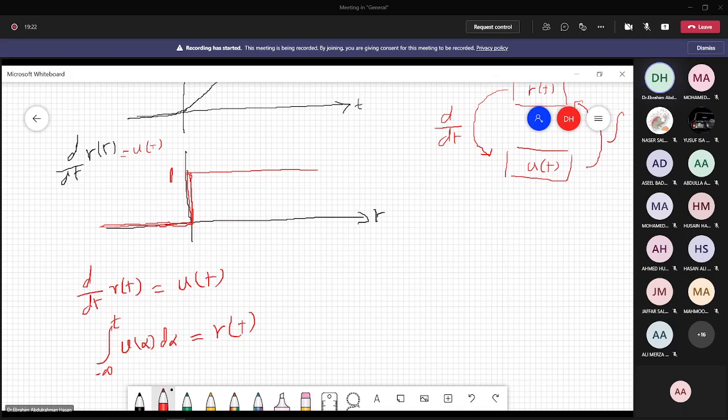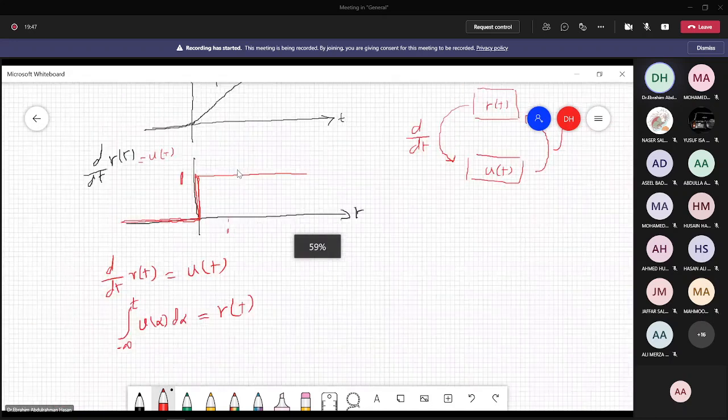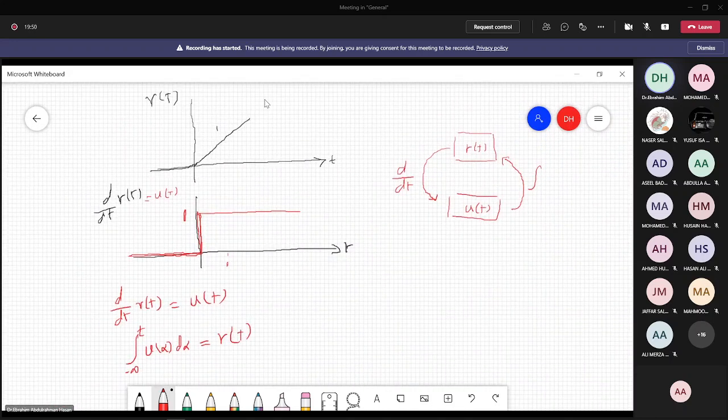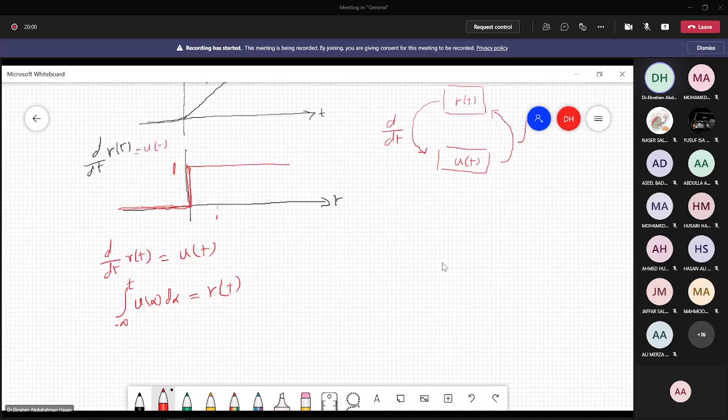You can check it. Integration, as we say, is equal to the area under the curve. If we stop here, then it is equal to 0. If you stop at 1, the total area under the curve until 1 is 1 multiplied by 1, so it is 1. Until 2, it is 2 multiplied by 1, equal to 2. So it's going to increase linearly like this, which means that the integration of u of t is equal to ramp. Right?